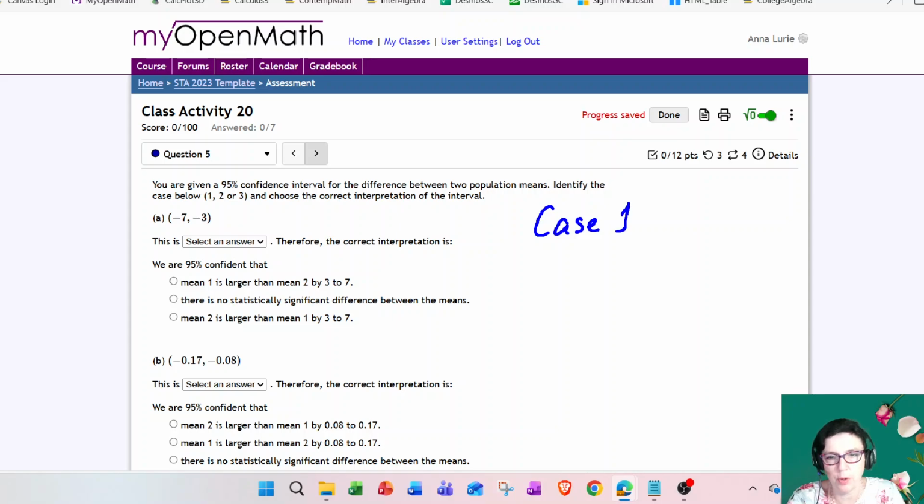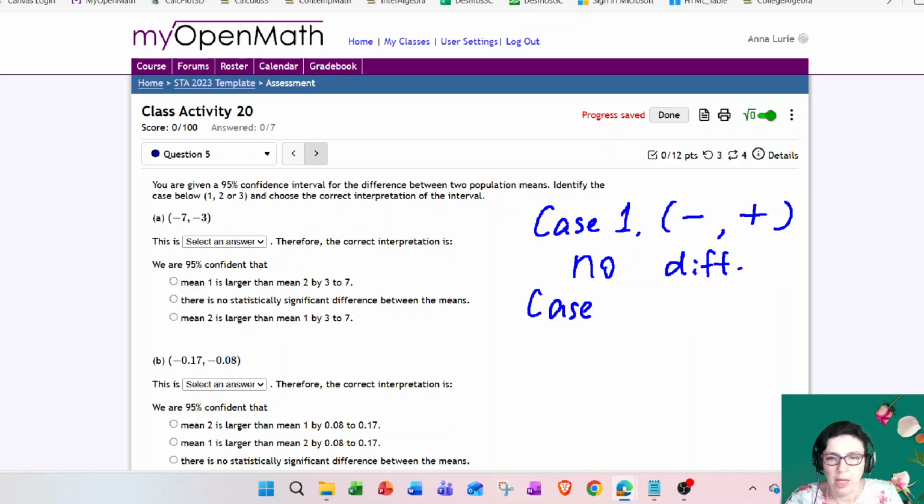So case number one is when you have a negative and a positive, which means that the difference between means could be negative, could be positive, it could actually be zero. So this is where you have no statistically significant difference. You want to abbreviate on your note card so you don't put too much because you're saving space. So basically you're choosing no difference.